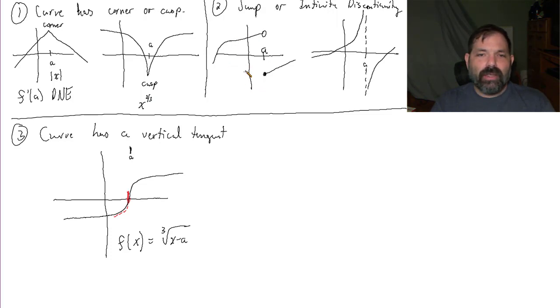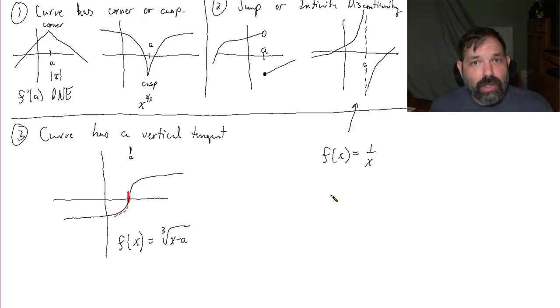Jump discontinuities, our sort of standard functions don't have jump discontinuities. But we've certainly seen infinite discontinuities. A simple function like f of x equals 1 over x has an infinite discontinuity. So there are some fairly basic functions that have derivatives that don't exist at certain points. And we're going to learn in later sections how to find those points, and we need to be careful about them.